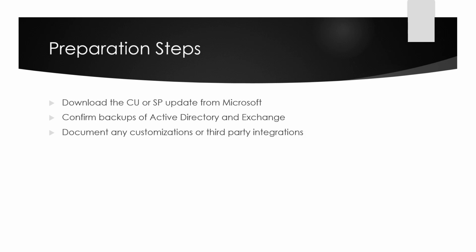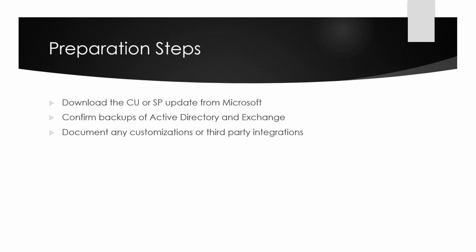Of course, you want to download the cumulative update or the service pack from Microsoft. You should only download those from Microsoft. You should not download those from third-party websites. You want to confirm that your backups of Active Directory and Exchange have been working. Some of the changes that occur when you deploy a CU or a service pack are not reversible without restoring from backup. And you'll also want to document any customizations or third-party integrations for your server.